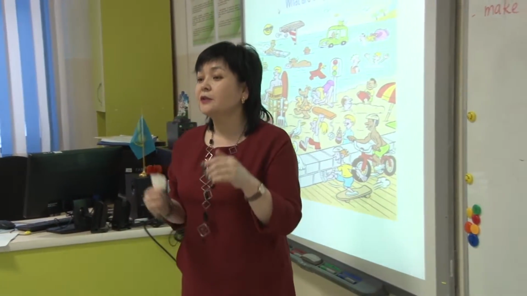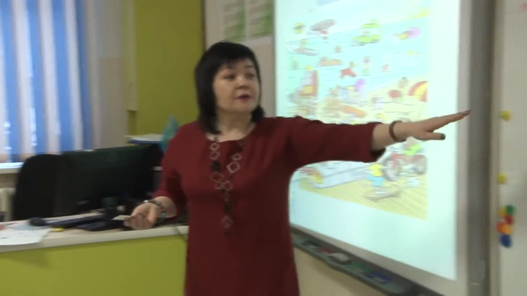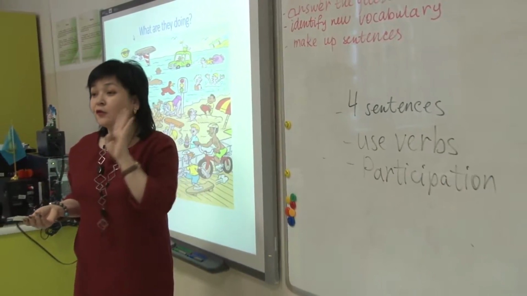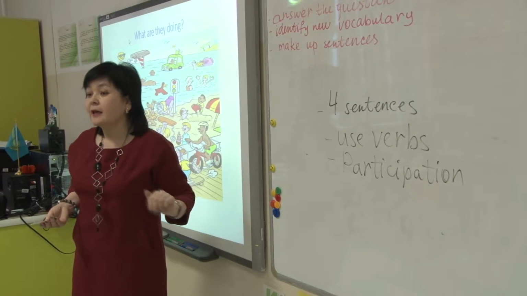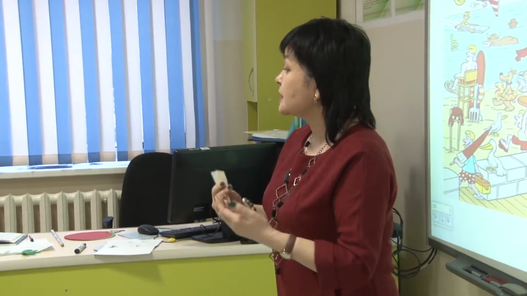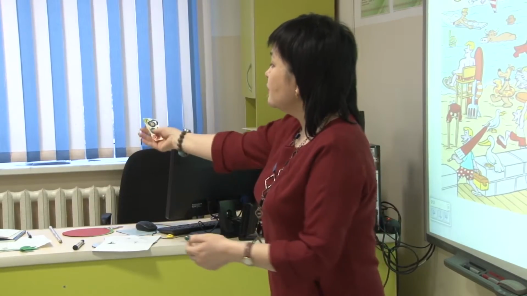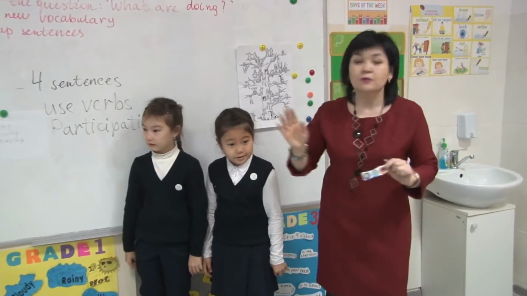You are going to assess your group work. Okay? So every group should have 4 sentences. They should use verbs appropriately, and everyone should participate. So each student should speak, okay, and present your sentences. So the first group, please welcome, come here. You are going to award these stickers to the group.